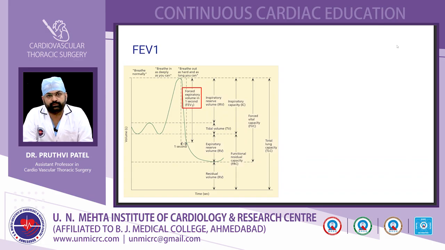So in spirometry, two things are important. One is FEV1, that is forced expiratory volume in the first second after you breathe out as hard and as long as you can. In a normal individual, 80% of the air will be expelled from their lung in the first second of expiration. So for this you have to breathe normally, then breathe in as deeply as you can, and then breathe out as hard and as long as you can. And this will be measured on the volume-time curve.